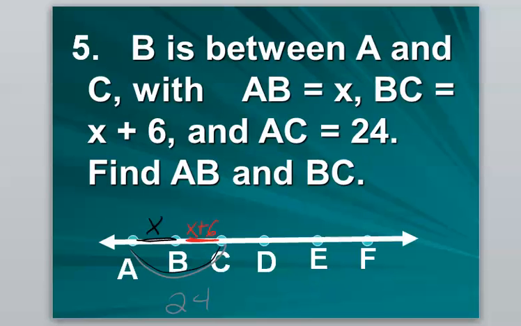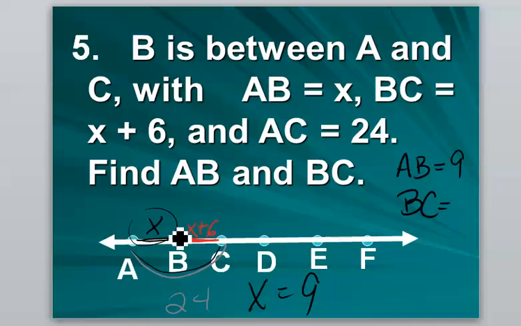Now, using what we just found that x is 9, we're going to go back and see if we answered the problem. This says find the length of AB and find the length of BC. So I'm going to write down what we're looking for. We're looking for the length of AB and the length of BC. Well, AB was just x and x is 9. So AB is 9. BC is x plus 6, but x is 9. So 9 plus 6 is 15. And I can double check my answer because adding those two small segments, 9 plus 15, does give me a total of 24. And that's a way that I can tell I got the problem correct.